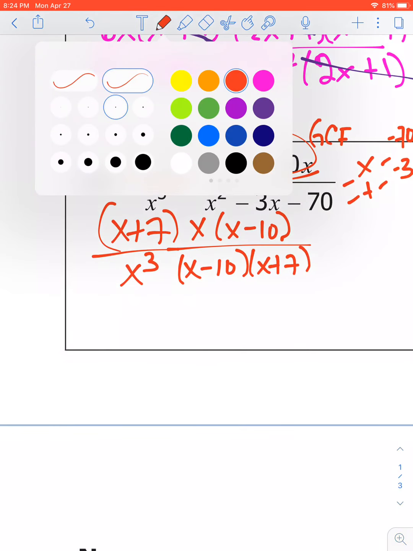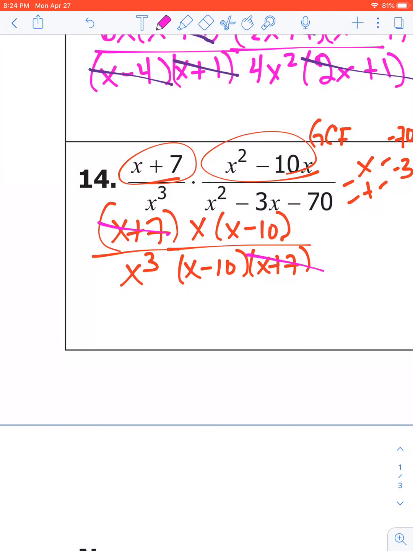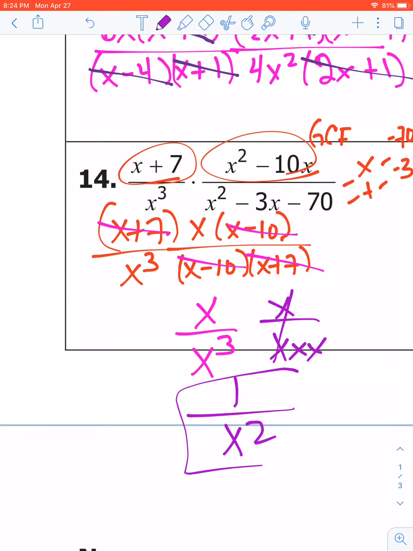So now I can cancel. The x plus 7's cancel, the x minus 10's cancel. I'm left with x over x to the third. And final answer, because this means x over x times x times x, I end up with 1 over x squared as a final answer.